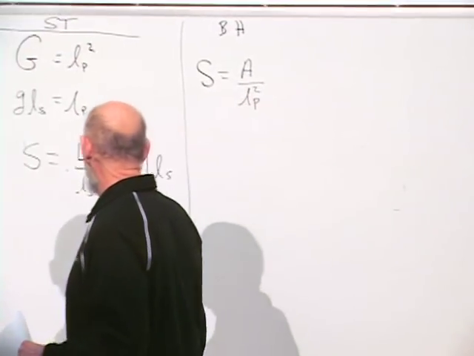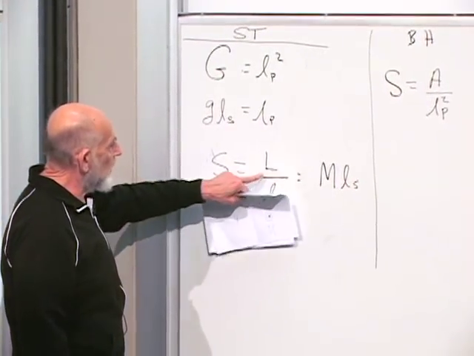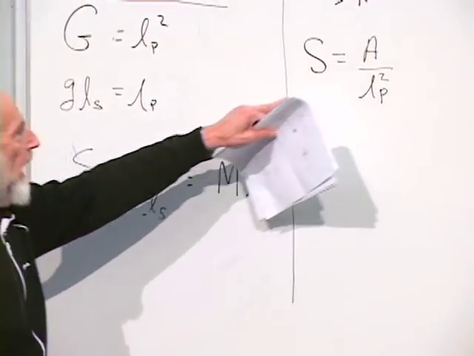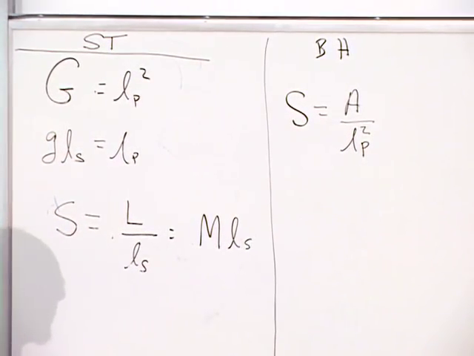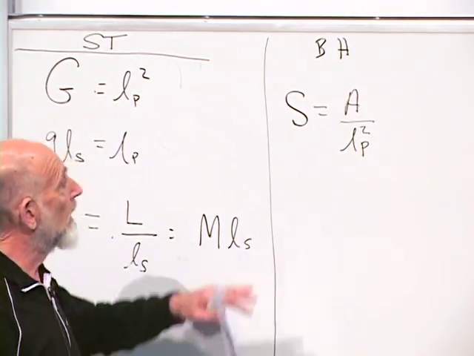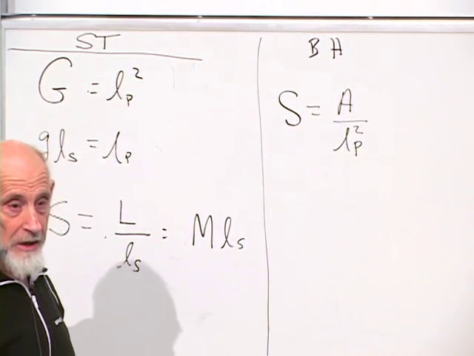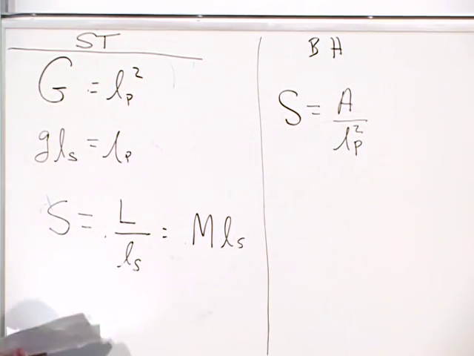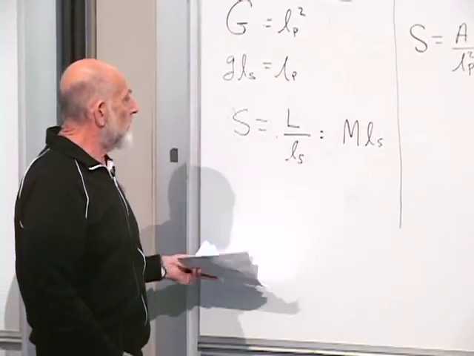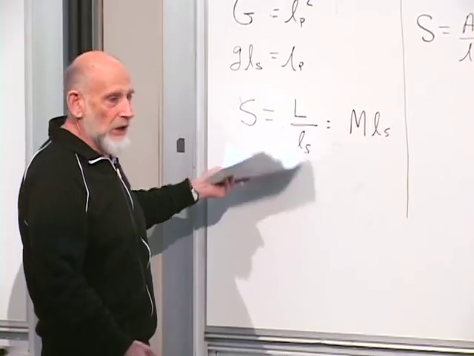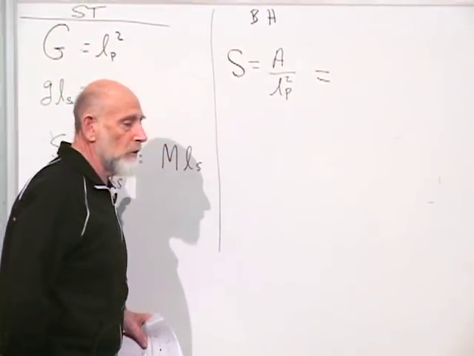Compare that with this equation over here. The entropy is the length in string units: length divided by string length for strings, and area divided by Planck area for black holes. Now, I'm not saying these are the same. They're clearly not the same. I'm just pointing out the similarities and the differences.